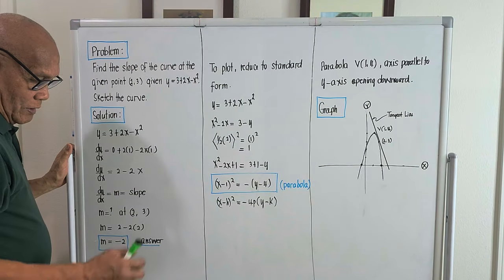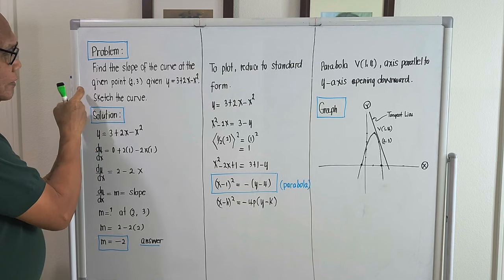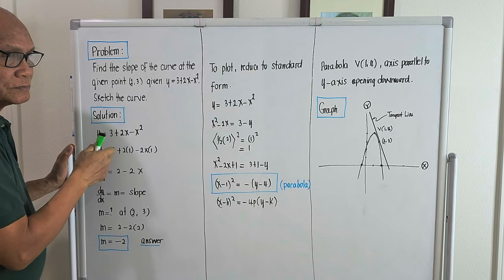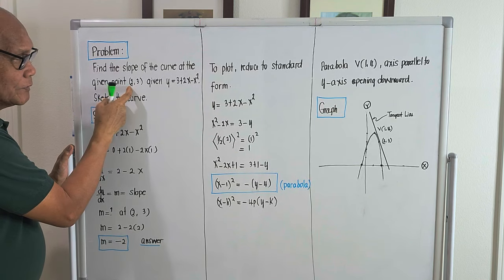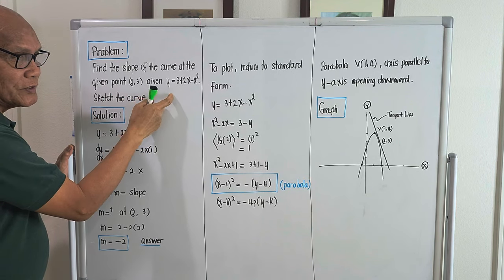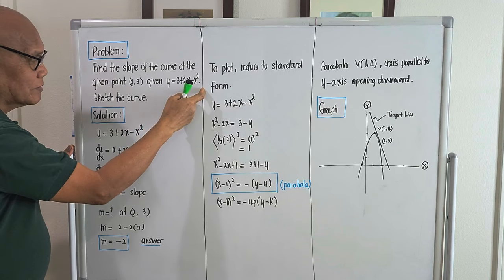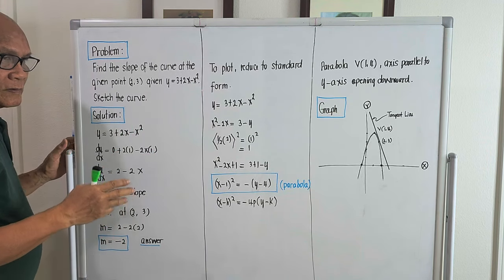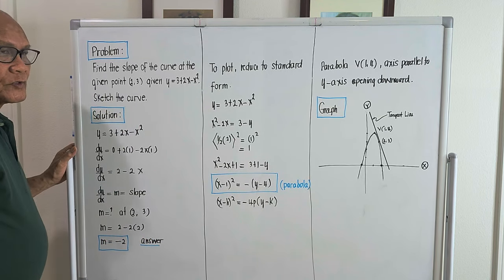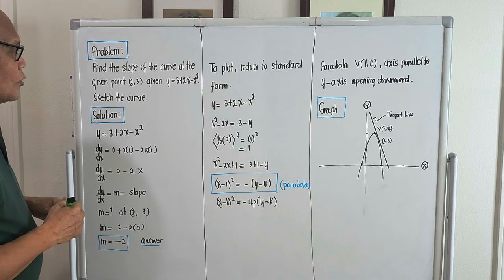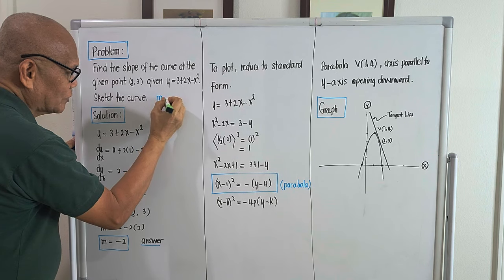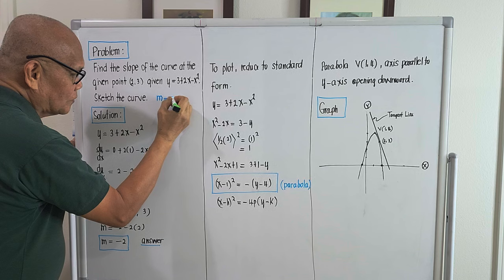Okay, I will try to read the problem. Find the slope of the curve at the given point (2, 3), given the equation y equals 3 plus 2x minus x squared, and as an additional requirement, sketch the curve. So the problem is just asking the slope. Under the study of analytic geometry, m is slope.